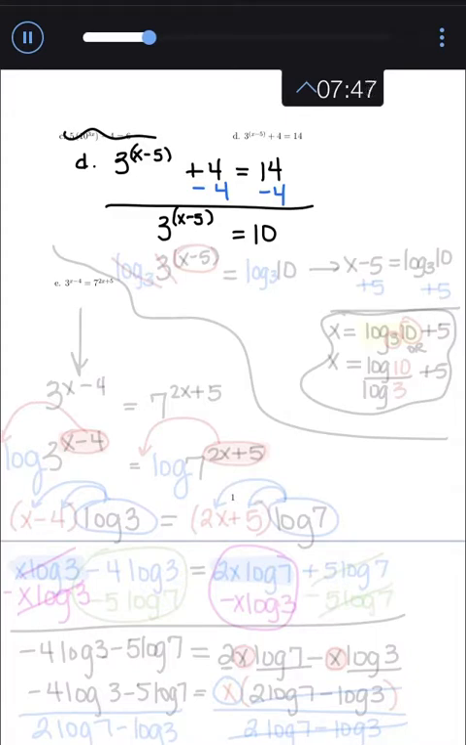Again, that base 3 is an exponential base 3. So the only way to get rid of it is with its inverse, which is a log base 3. So what that does, if you do a log base 3 to both sides, is the log base 3 and the 3 with your exponential will cancel out, leaving you with the x minus 5 equals your log base 3 of 10.